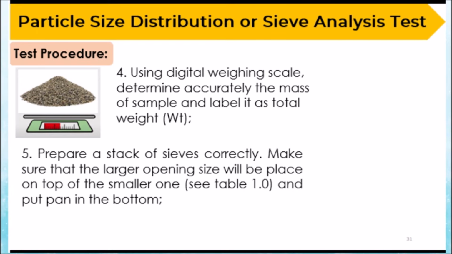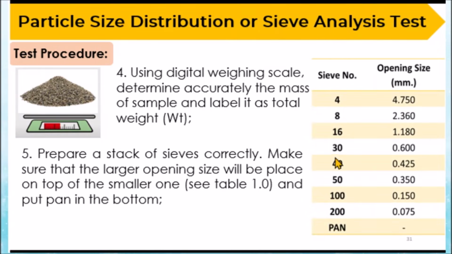So next is to prepare the stack of sieves correctly. Make sure that the larger opening size will be placed on top of the smaller one. So ito yung tamang pagkakasunod-sunod nung ating mga sieve. So sieve number 4 sa taas, then sa ilalim naman yung ating pan.